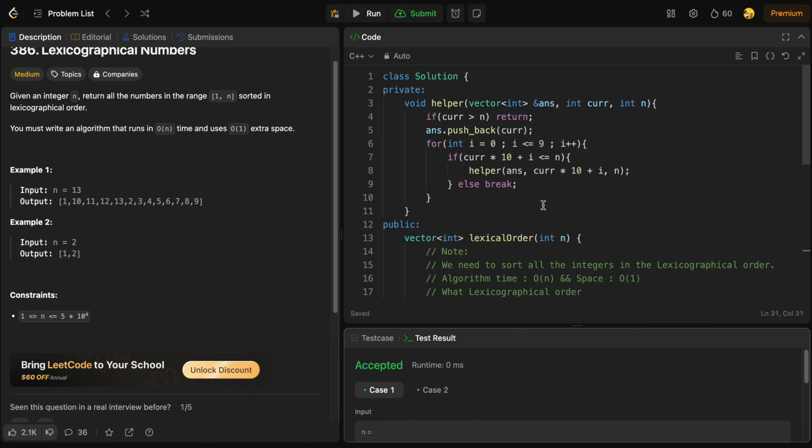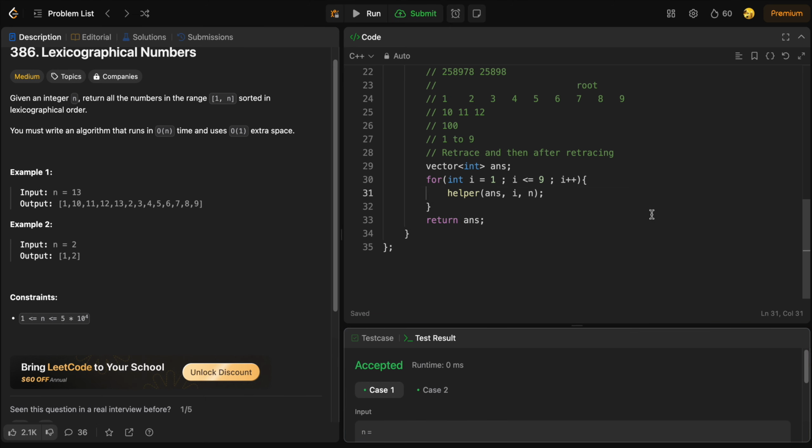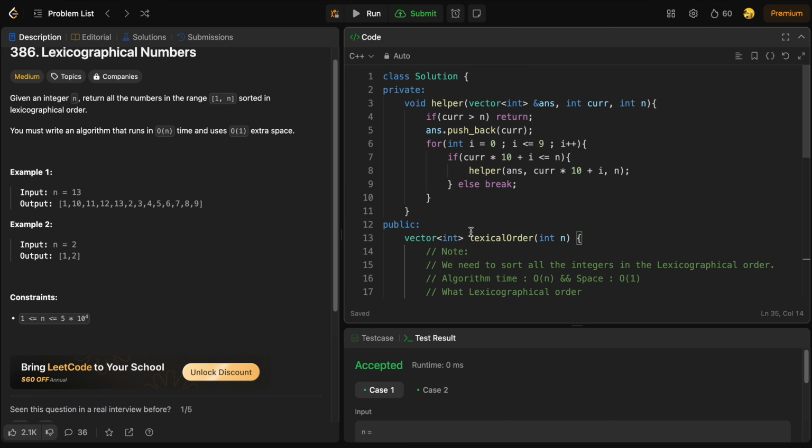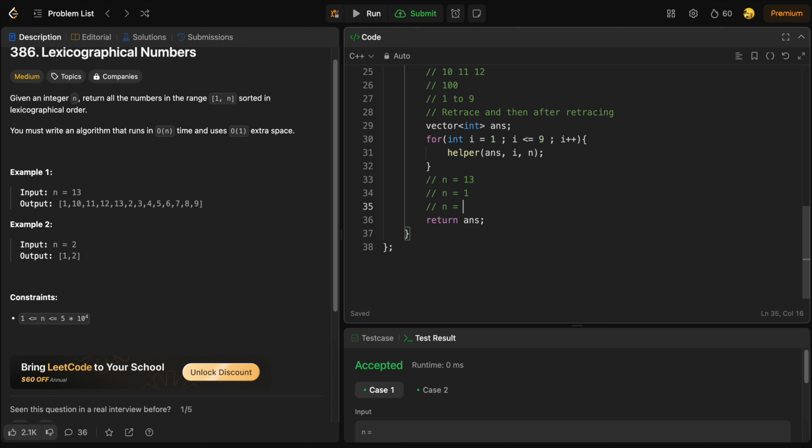Yes, it's working as expected. So I'll just try to help you with the help of an example. If I just consider my n to be equal to 13, first is the root 1. All the branches or all the subtrees to the left side which fall under one root should be solved first. So I'll just check if 1 into 10 plus i, currently 0, right? So 10 is less than or equal to 13. So I'll just process 10 first.